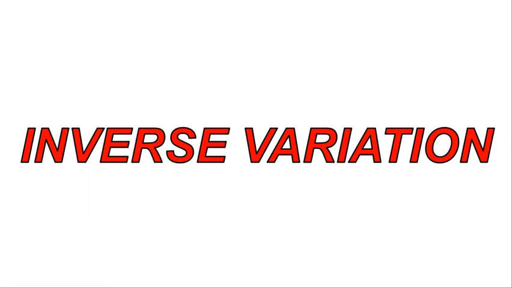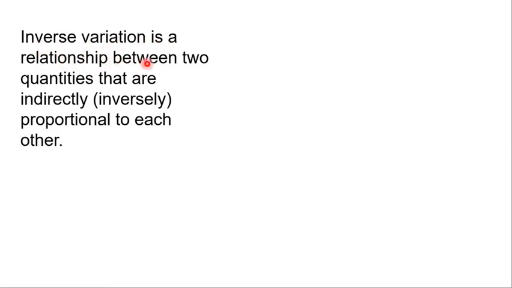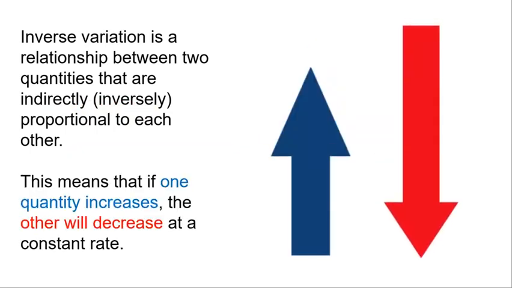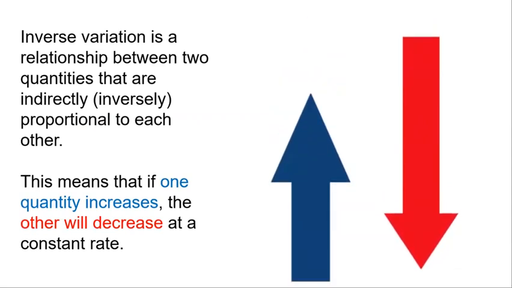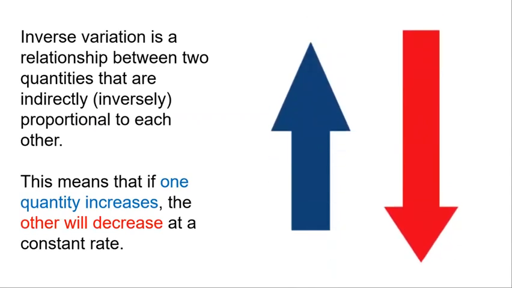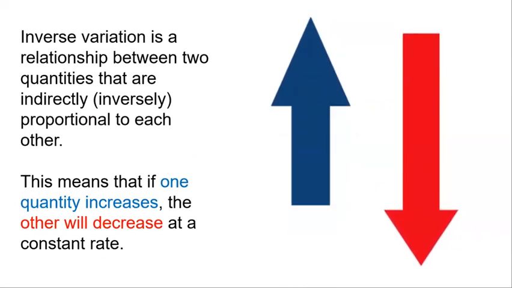Inverse variation. Inverse variation is a relationship between two quantities that are indirectly, or yung mas kilala nating tawagin na inversely proportional to each other. Tandaan ha, inversely at indirectly, iisa lang yon. Pareho lang yon sa variation. So, what do we mean by inversely proportional quantities? This means that if one quantity increases, the other will decrease at a constant rate. Magkasalungat, isang pababa at isang pataas.